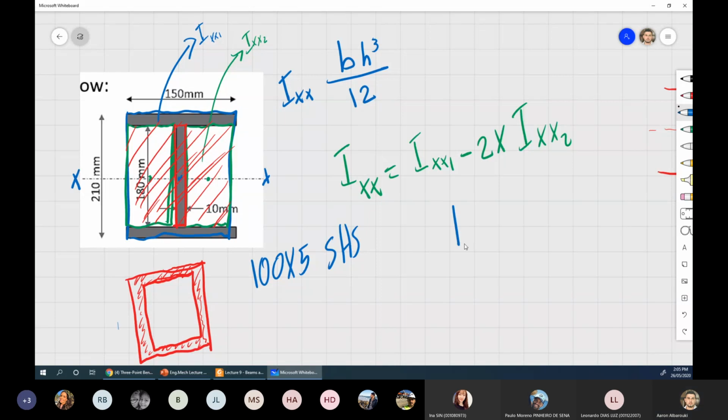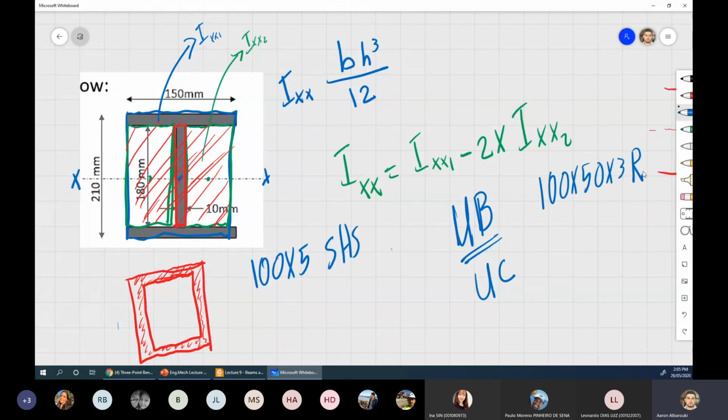For example, UB. Anyone will tell me what UB is? Universal beam, perfect. UB refers to universal beams. UC, universal column, perfect. What about 100 by 50 by 3 RHS? Rectangular hollow section. Please, let's say the proper names for those, okay?